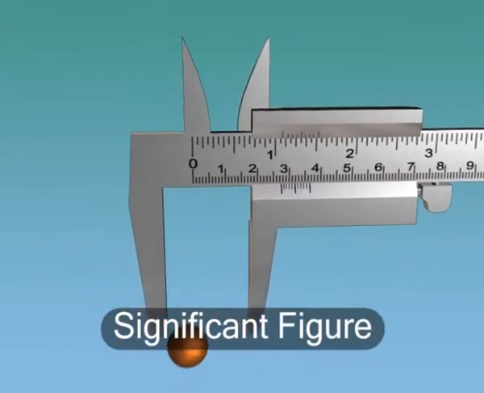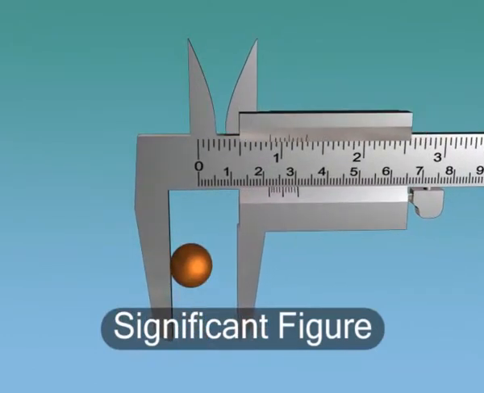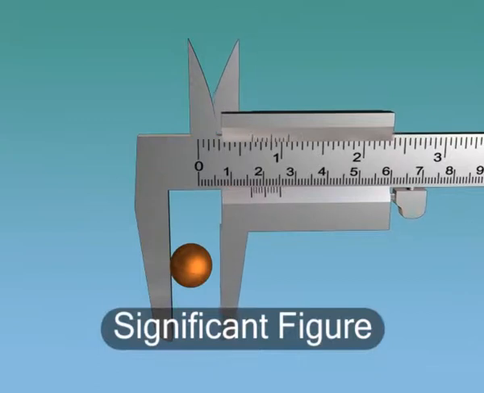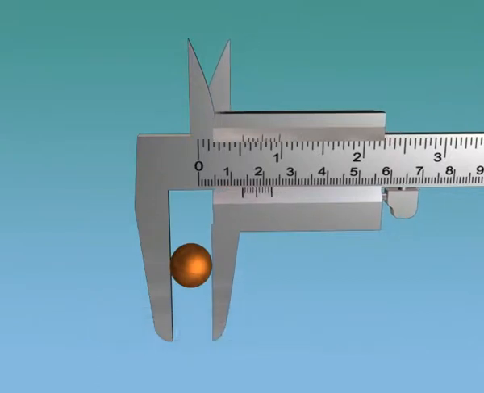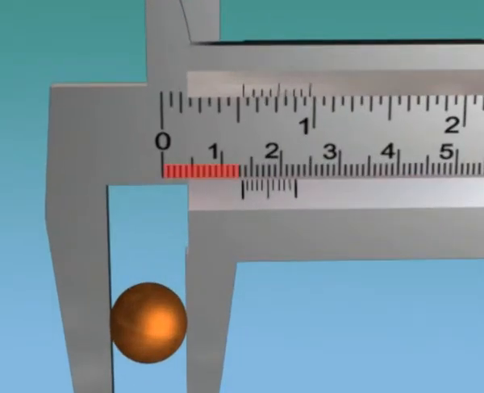The reading on the main scale, that is the upper scale, is taken for the 0 of the vernier scale. The same is shown with a red mark on the left. This reading is 1.3. We can see that 0 is between 1.3 and 1.4.